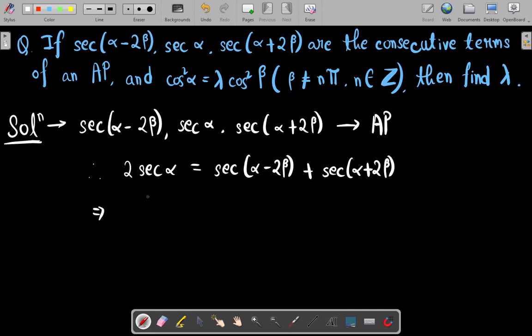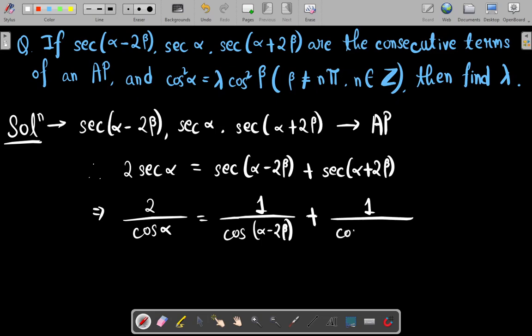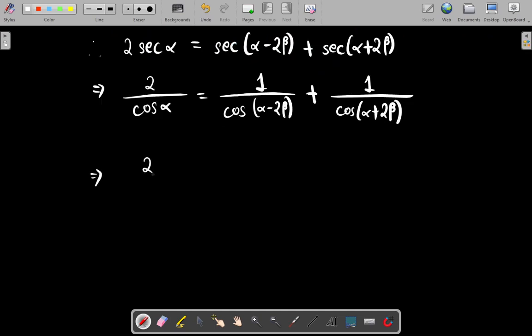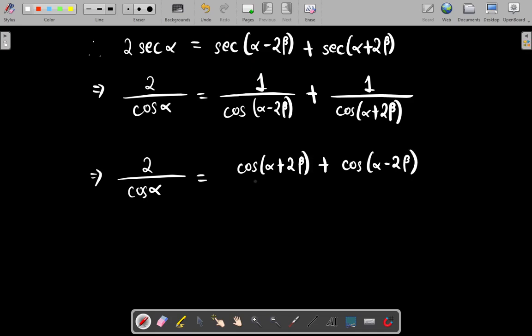Okay, so let us convert each of these terms into cosine. This becomes 2 upon cos alpha is equal to 1 upon cos(alpha minus 2 beta) plus 1 upon cos(alpha plus 2 beta). On further simplification, this gives us 2 upon cos alpha is equal to cos(alpha plus 2 beta) plus cos(alpha minus 2 beta), and in the denominator it is the product of cos(alpha minus 2 beta) times cos(alpha plus 2 beta).